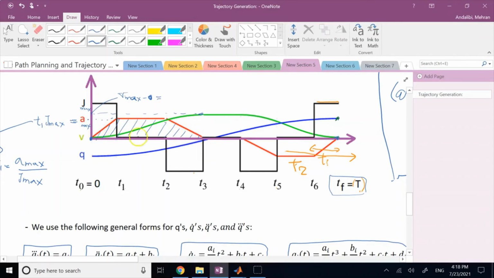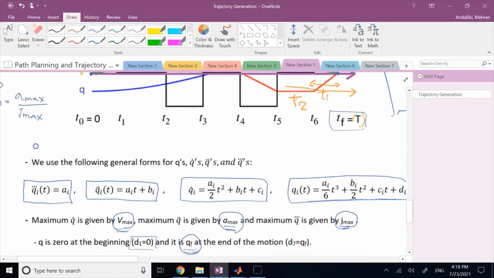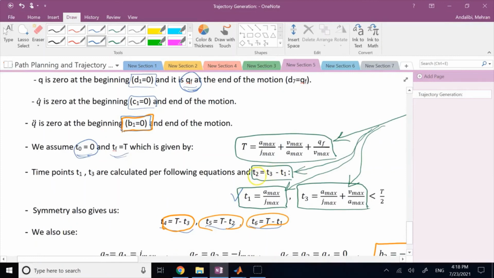And how much is it? You know, the area of a trapezoid is the average of the two bases times height. Well, the bottom base is T3. The top base is T2 minus T1. The average of these two, and then times the height, which is what? A max. Correct? So this is the formula you have. Now, before I can solve this for T3, I need another relation, which I have over here. And that is T2 is equal to T3 minus T1.